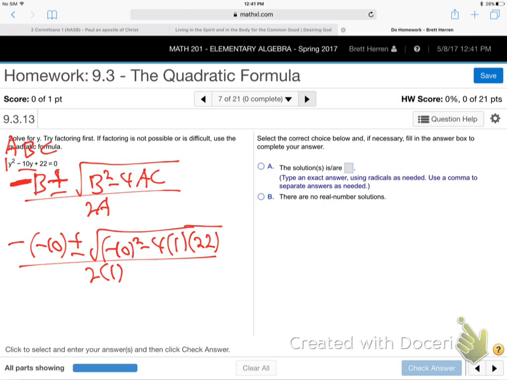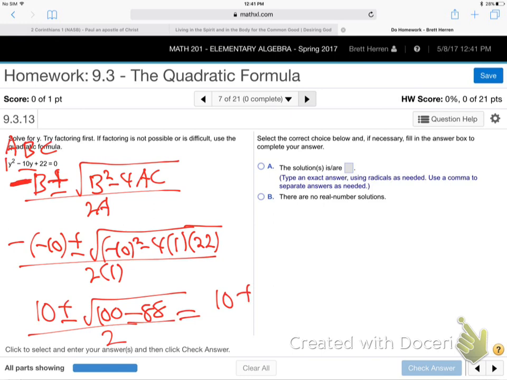You've got the Casio Natural Display. It'll handle the whole thing in one big swoop. You have to show me that. I tried, I couldn't get it. All right, so that's 10 plus or minus the square root of 100 minus 88, over 2. And then that's 10 plus or minus the square root of 12, over 2.